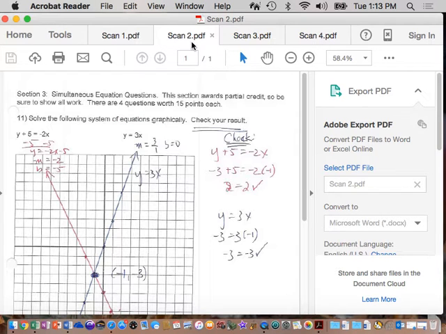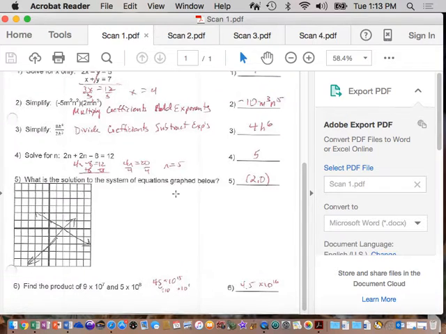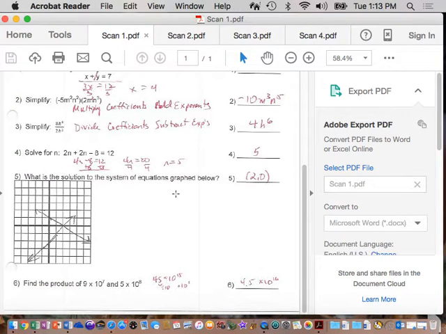Scan 2. Oh, hold it. You know what? I guess I don't have the answers to 7, 8, 9, and 10. I can tell you them, though, because I know I did them. Here we go. Ready?